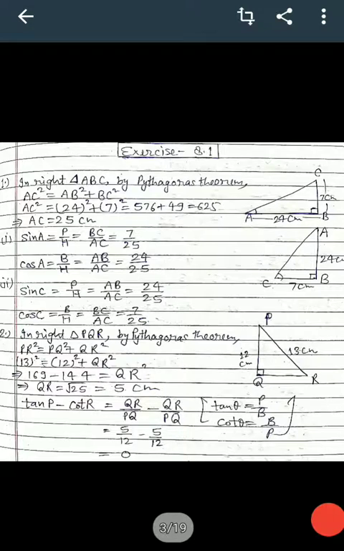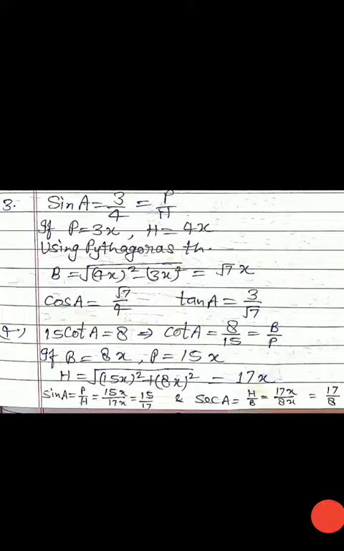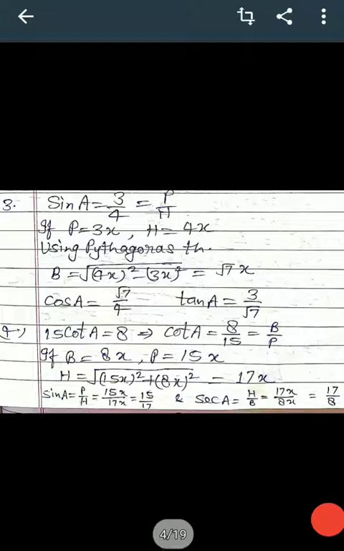Now next question, that is third. In the third question, if sin A equals 3 upon 4, calculate cos A and tan A. We have to find cos A and tan A. So here sin A is 3 upon 4 and sin theta is perpendicular upon hypotenuse. So the ratio of P and H is 3 upon 4. Then we can assume P equals 3x, then H will be 4x. Common ratio we assume x. So using Pythagoras theorem, B equals root of H square minus P square.